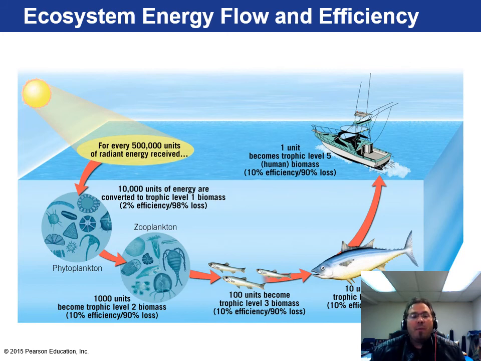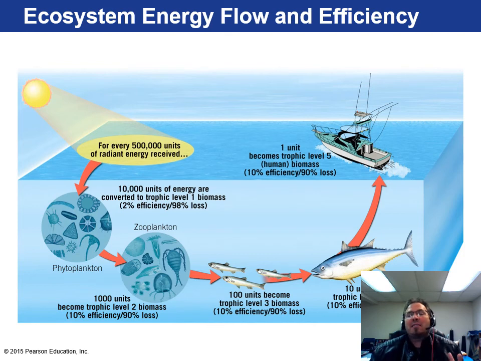So then from there, you have the zooplankton eating the phytoplankton, and that's about a 10% efficiency, which is better. And then the fish eat the zooplankton, that's about a 10%. So you'll see the first one is only 2% efficiency, so 98% loss.